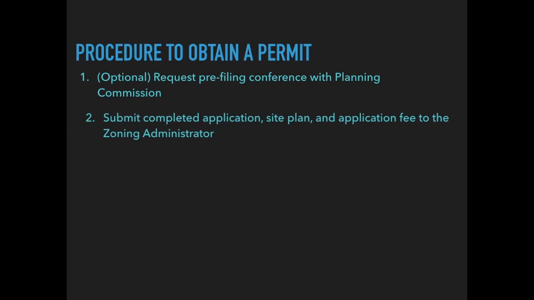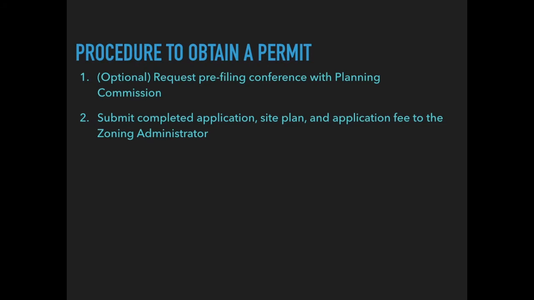I will now outline and explain the permit application process step by step. Number 1. You can request a pre-filing conference with the Planning Commission. This step is optional, but it is recommended to offer you direction, advice, and guidance as you strive to construct a plan that complies with the city's ordinances. Step 2. Submit a completed application, site plan, and application fee to the Zoning Administrator. The Zoning Administrator can be located in room 204 of City Hall.